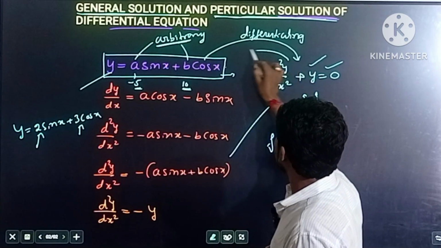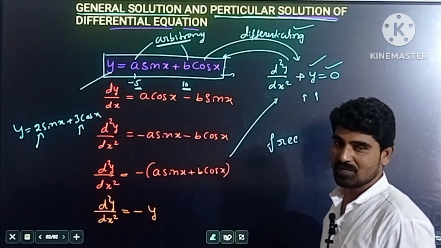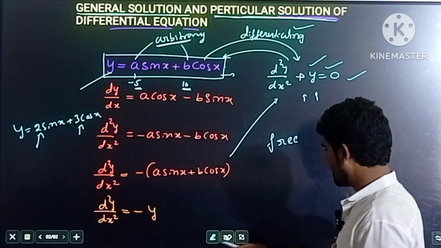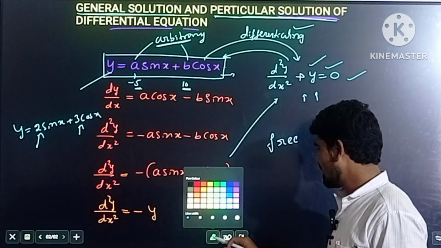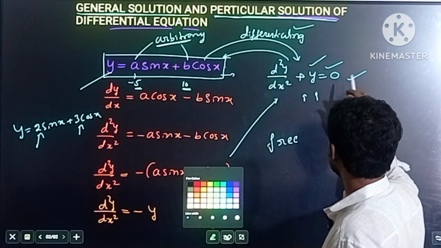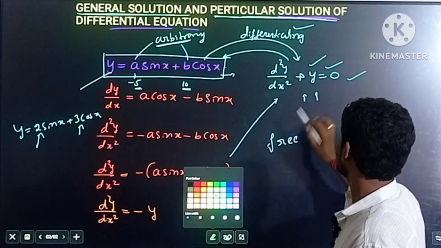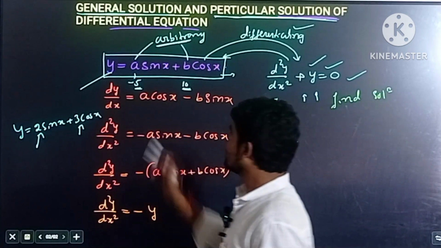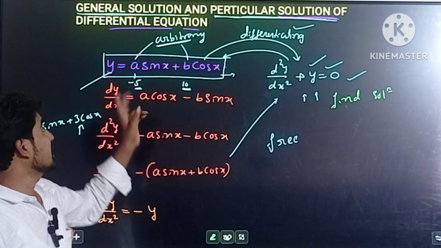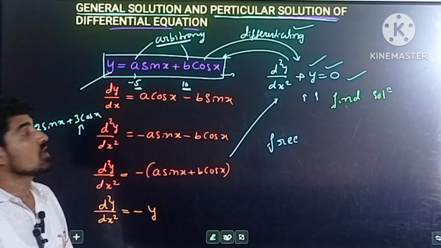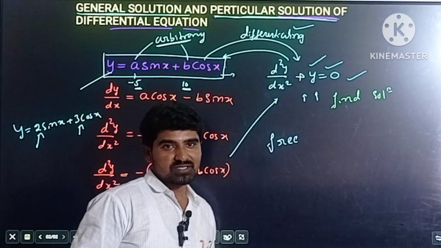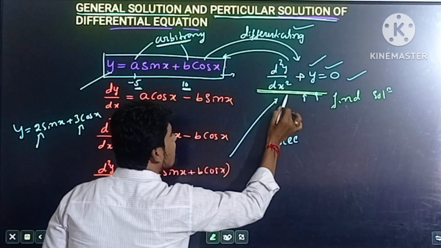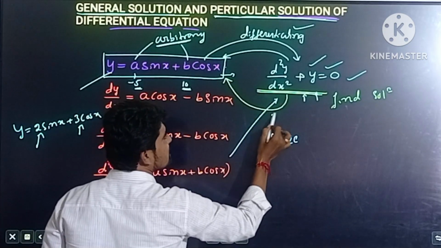We got the differential equation from the solution by differentiating. And to find the solution of a differential equation when the differential equation is given, suppose the question is: if d square y by dx square plus y equal to 0 is one of the differential equations, then find its solution. Definitely we know that the solution of this differential equation is y equals a sin x plus b cos x. But how did we get this solution from this differential equation? To get the solution, we need to integrate this differential equation.